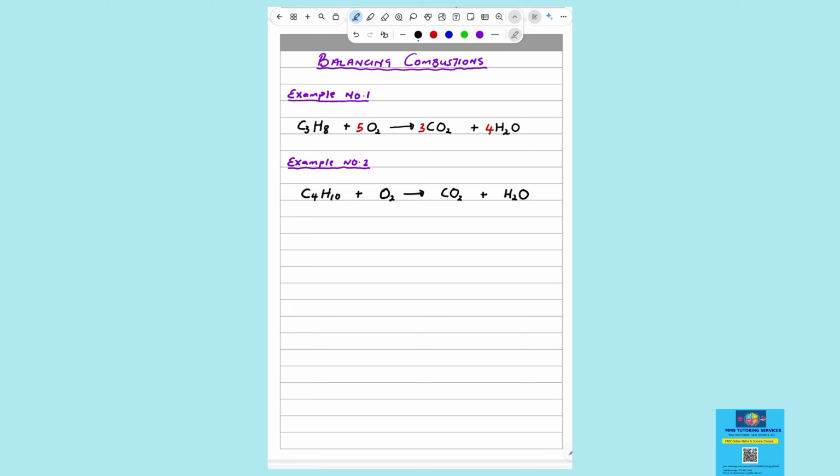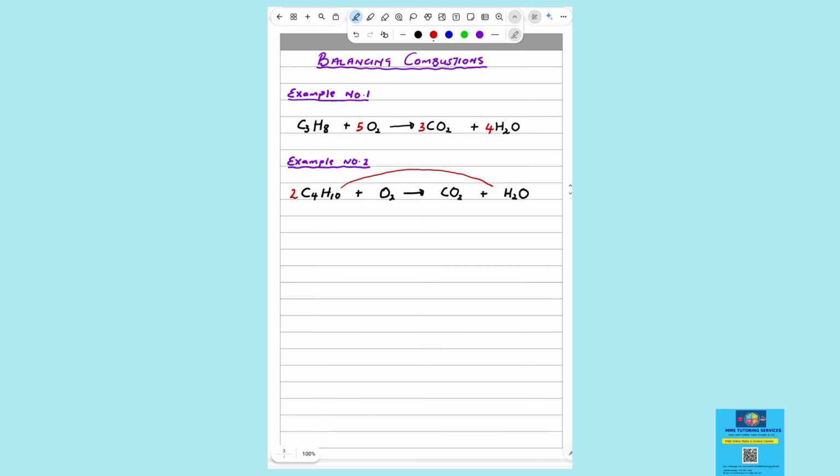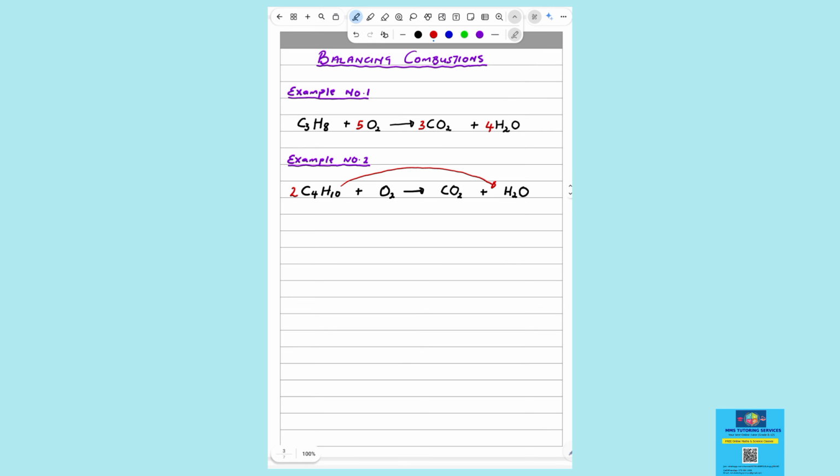Now, this is an alkane. What happens if we've got an alkane? The number of carbon atoms is also an even number. Without wasting time, I always advise learners to say, if the number of carbons is like this, just put a 2 here first, and then you take the 10 as it is and put it there. So we are going to have 10 here.